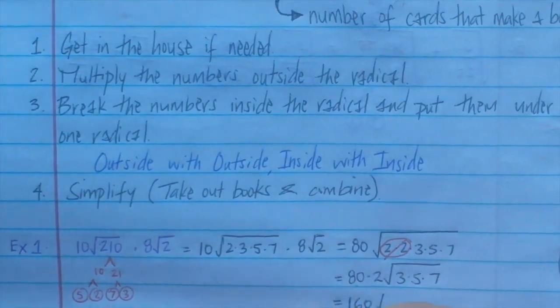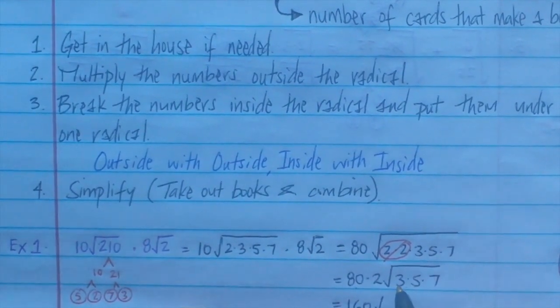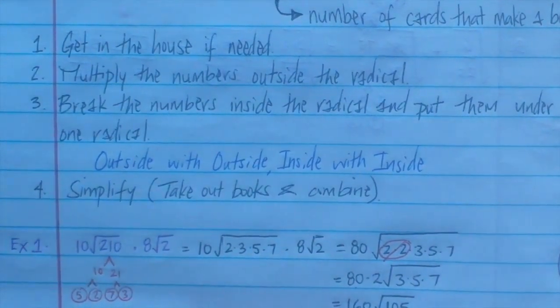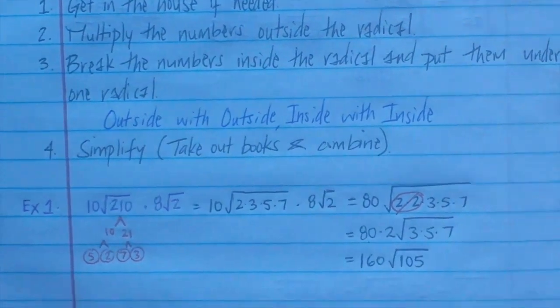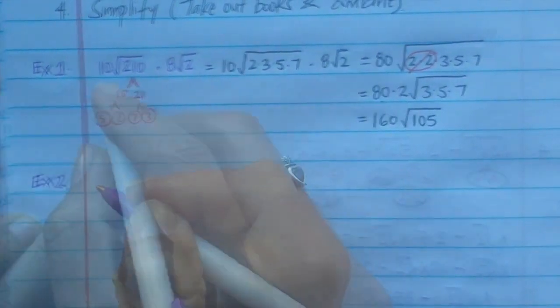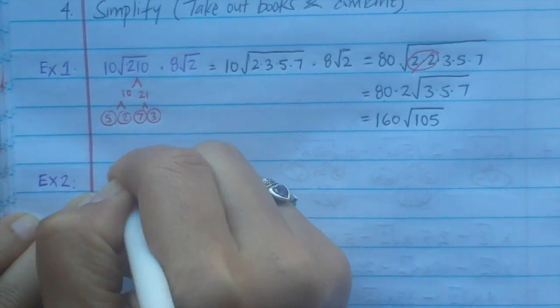So now we're just going to combine everything. So 80 times 2 is 160. 3 times 5 is 15. Times 7 is 105. And that's it. So multiplying is you multiply outside and then combine the inside. All right, so let's take a look at another example.